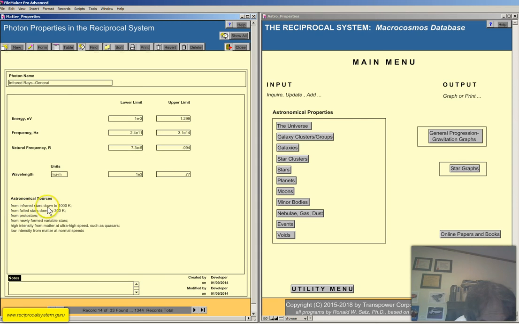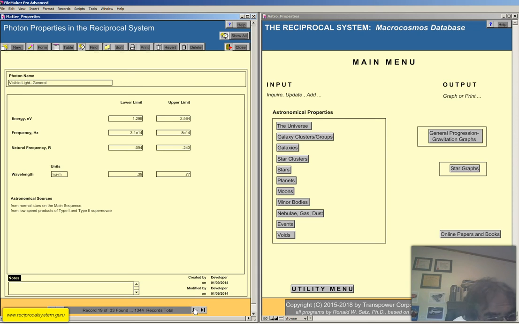These come from infrared stars down to 1000 Kelvin, from failed stars down to 300 Kelvin, that's like a brown dwarf, from protostars, from newly formed variable stars, high intensity from matter at ultra high speeds such as quasars, low intensity from matter at normal speeds. Okay? So this is infrared rays general, and then we go to the specific classes. There's extreme, far infrared, medium infrared, near infrared.